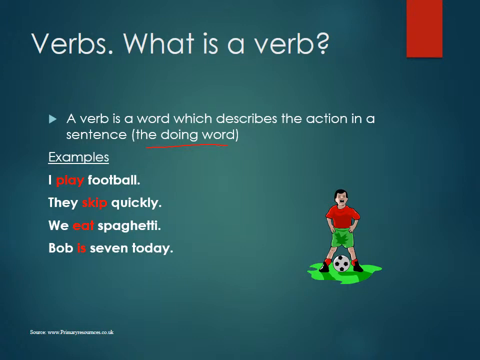Bob is 7 today. Now the little trick one in this particular set of sentences is this last one, because is not something that you physically do. However, in this sentence, that is the only verb. So is actually our verb in this sentence, and it has a special name. It's called the state of being verb. And state of being verbs basically just tell you the condition of the subject. So in this case, Bob is the subject and his condition is that he's 7 today. So it's a connector between Bob and this condition, and that's why it's called a state of being verb.